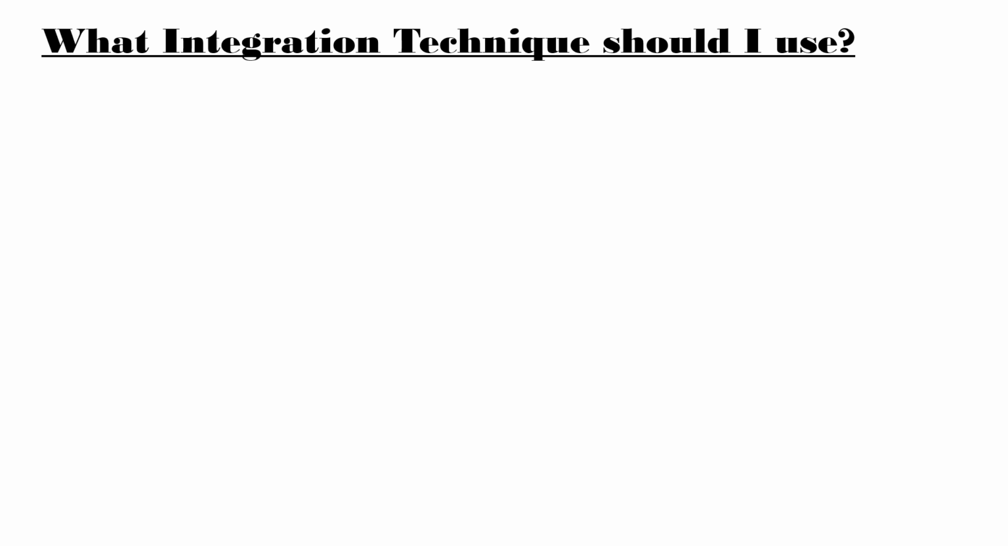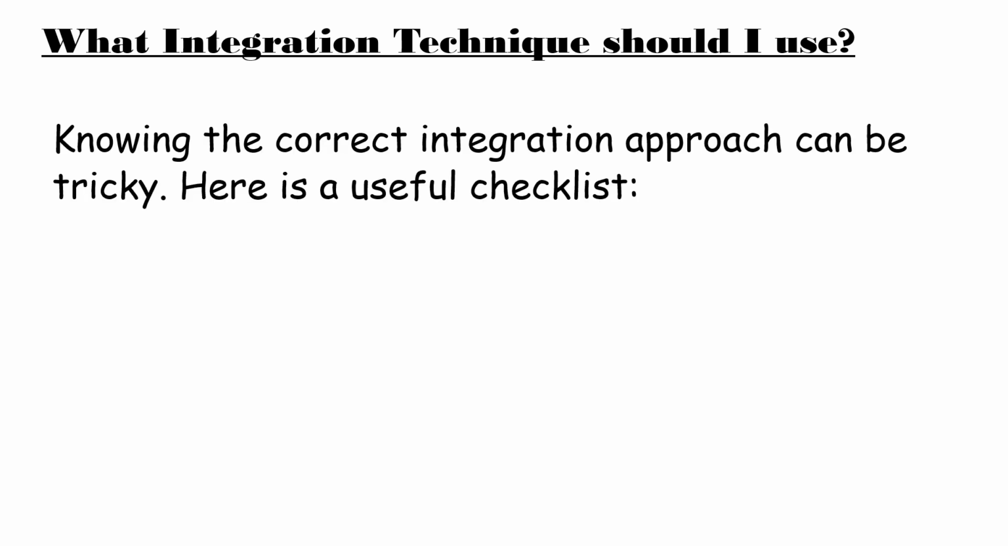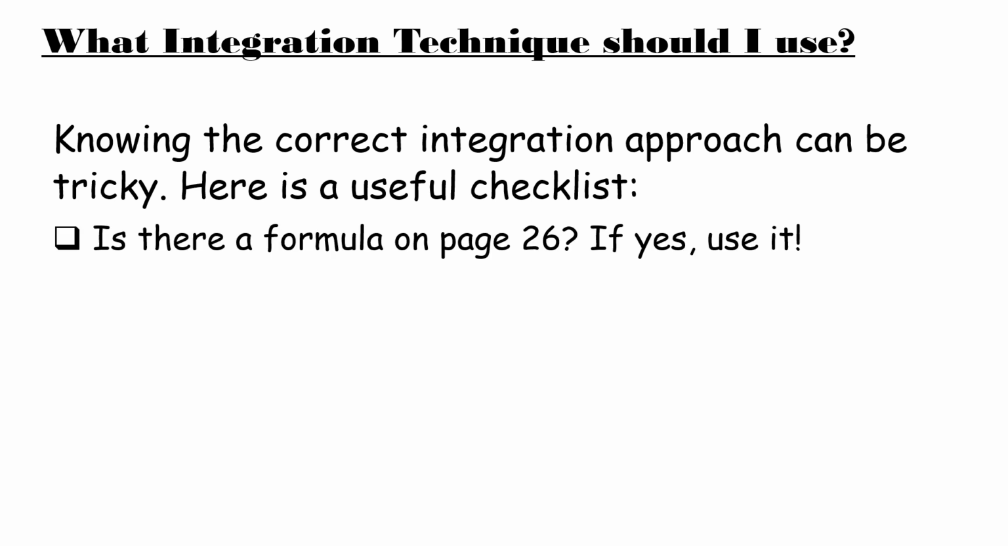However, while we're going through, I am going to use this idea of a checklist with regards to what type of integration we should do. So here's the easiest way to figure out what we should do. The first check is: is there a formula on page 26? If there is, use it. And we have a little caveat on that I'll talk about in the next slide.